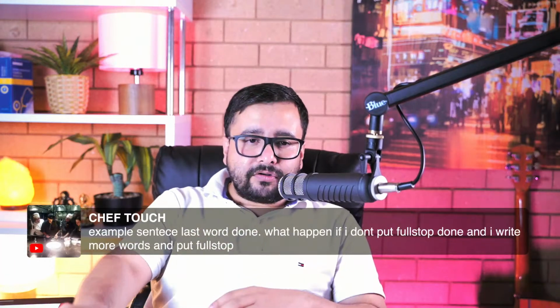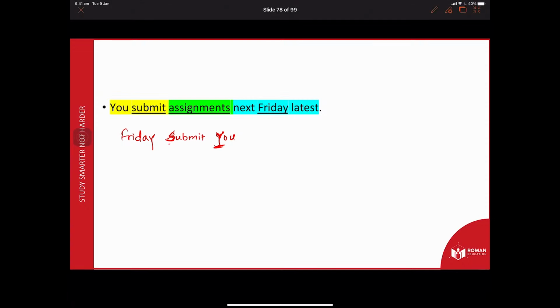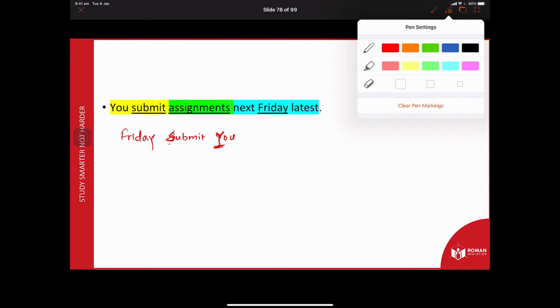To make it easier for you to understand, let me show you what I'm trying to say here. Let's say this is the sentence. Now, theoretically speaking, according to Pearson, if I write this sentence like this, Friday, submit. This is small s, by the way. It may look like capital. Submit. You. This Y is in capital. This S is small. Let me just delete this. I think it will only be confusing for you otherwise.